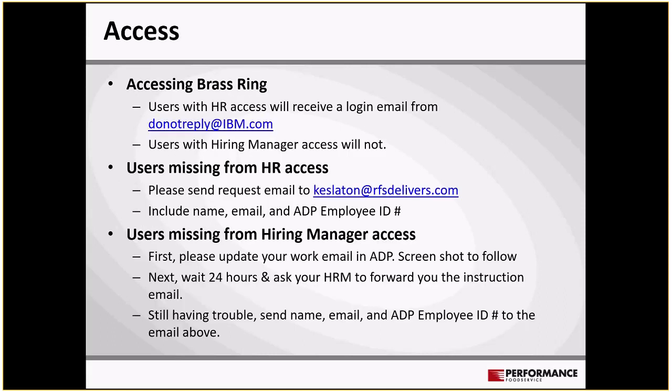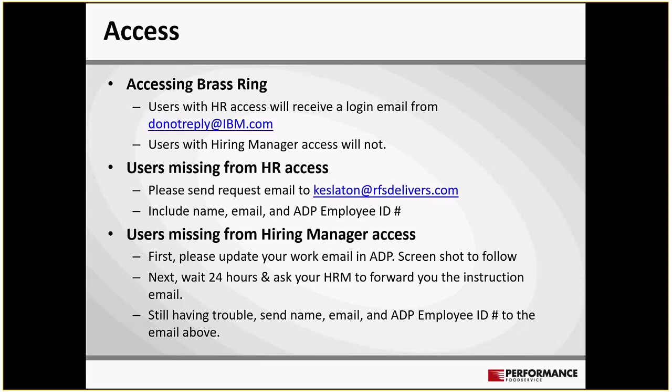So first, accessing BrassRing. There are two different levels of access that an individual could be granted. There's HR access, or recruiter access as it's called, or hiring manager access. If someone is being granted HR access, they will automatically get a login email from Do Not Reply at IBM. The hiring managers will not. They will follow the process that we're going to go over just shortly.